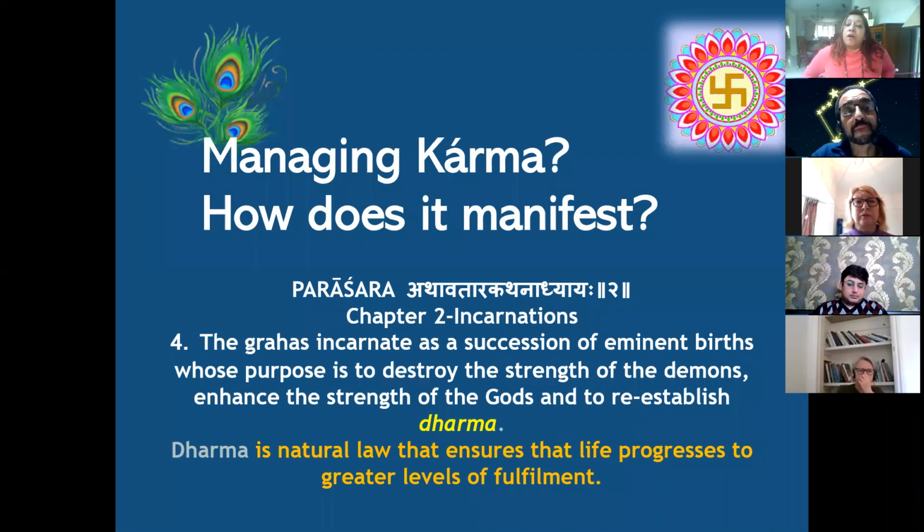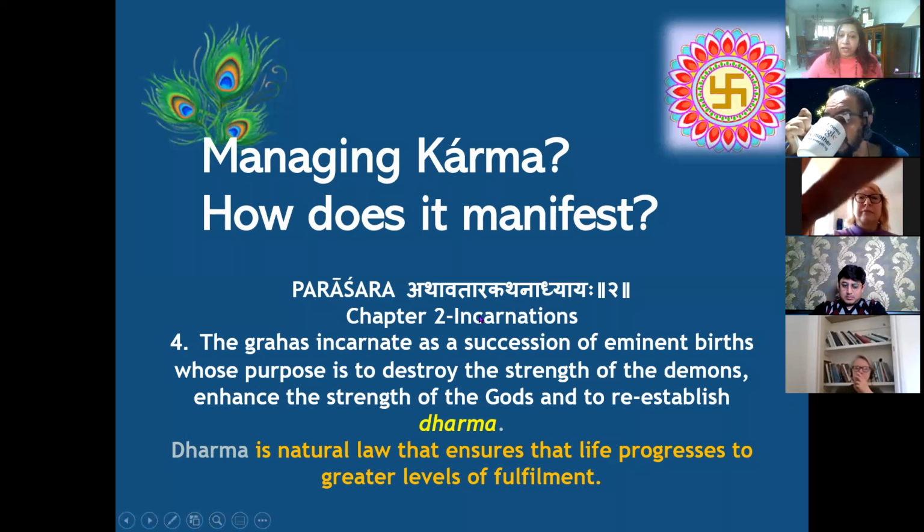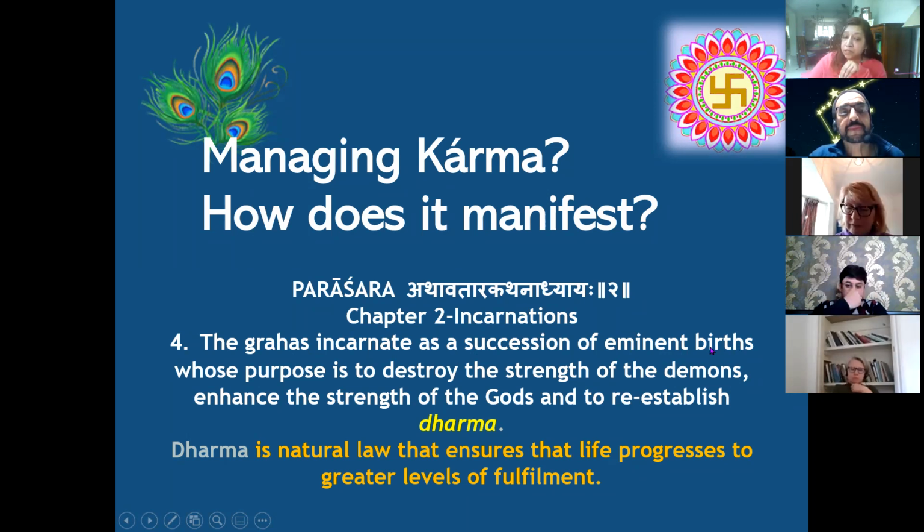Our main source for all our Jyotish, Vedāṅga Jyotish knowledge is the great Rishi Muni Parāśara, and this is from the 2nd chapter. He talks about how the grahas, the planets, incarnate as a succession of eminent births whose purpose is to destroy the strength of the demons, enhance the strength of the gods, and re-establish dharma. So again we have that word dharma.